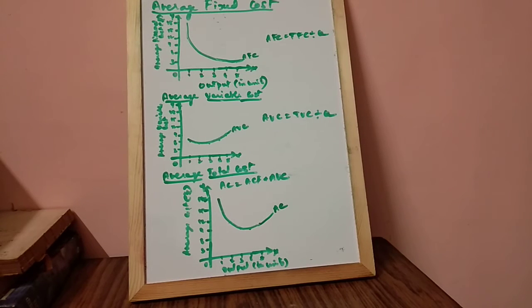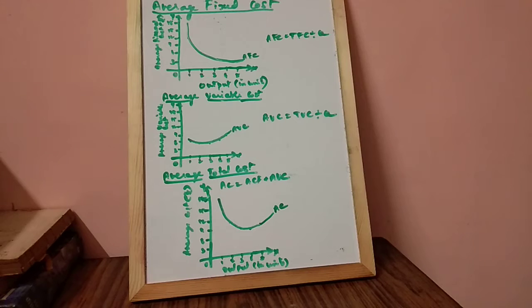AFC falls with a rise in output because total fixed cost is divided by increasing output. The AFC curve is obtained by plotting the points given in the table. The AFC curve is a rectangular hyperbola. That means the area under the curve remains the same at different points, which we have already learnt.